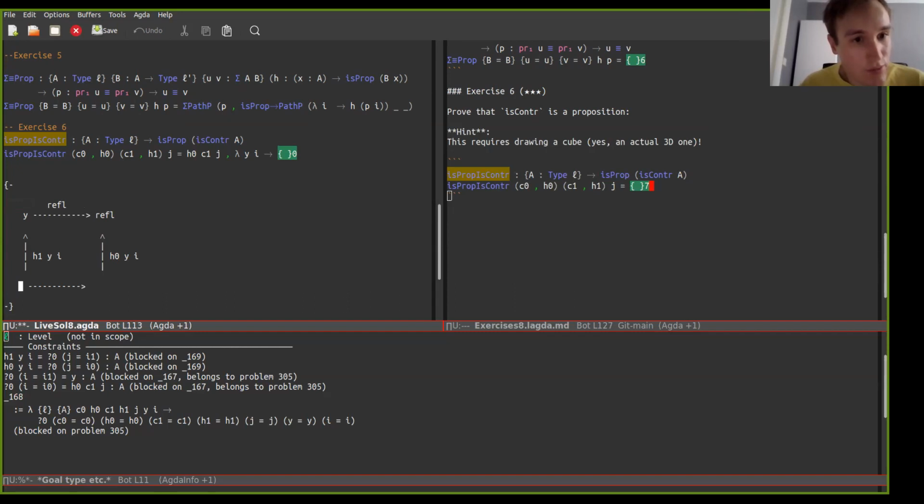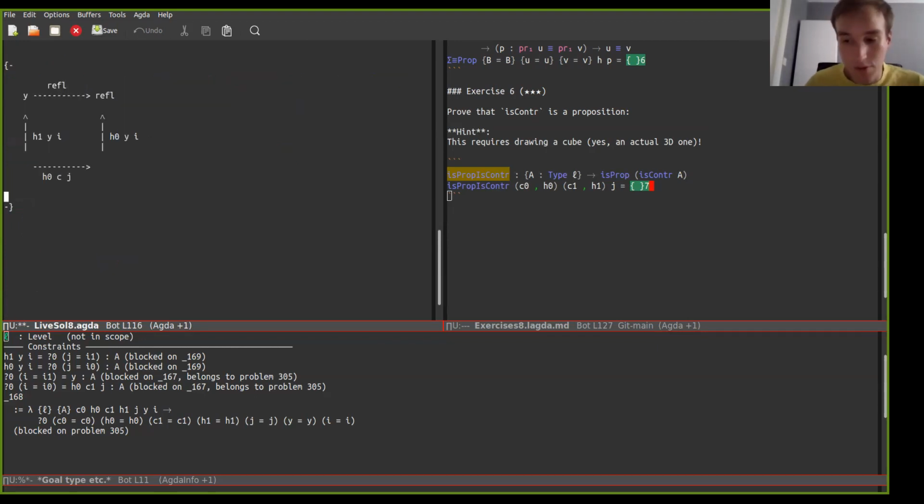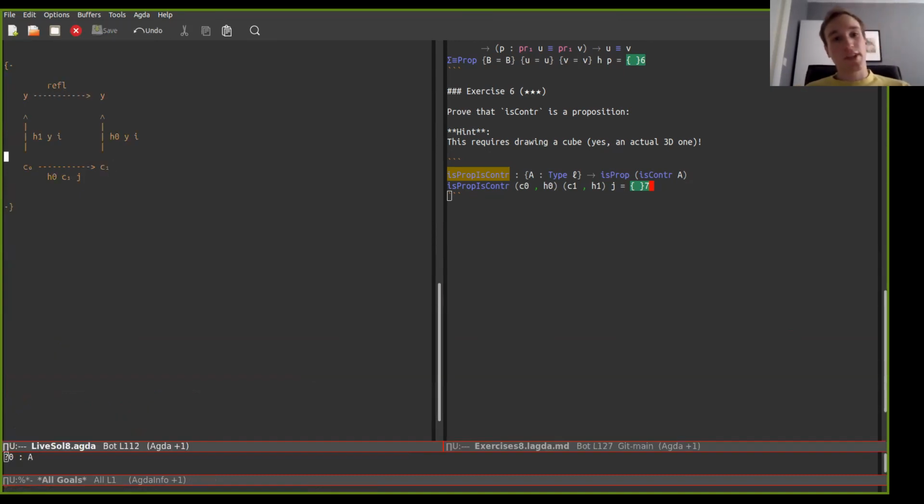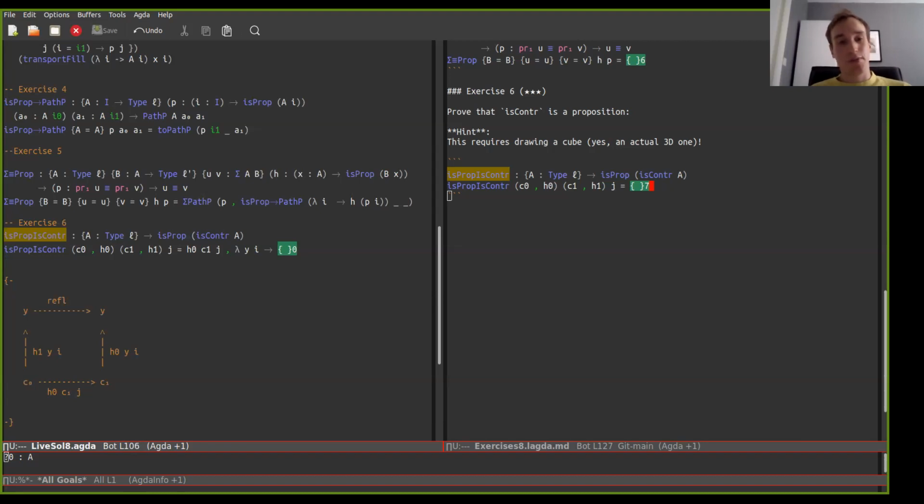And at I0, this is h0 c j. So this will be right. This is also, maybe we can fill in all the details here. So this will be, what was it, C0, right? C1. This is also C1. Okay, so now we're filling like a proper square, because what is different to what was done earlier is that we sort of have all 4 sides specified, right?